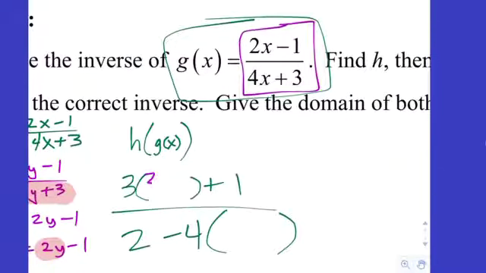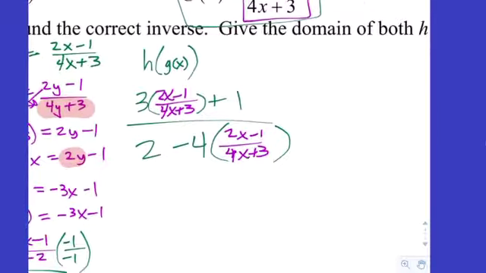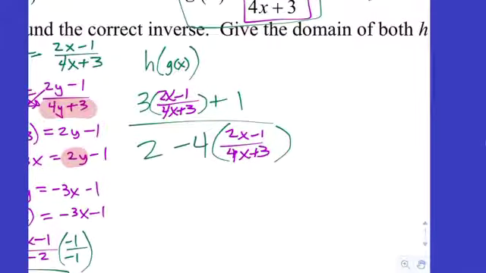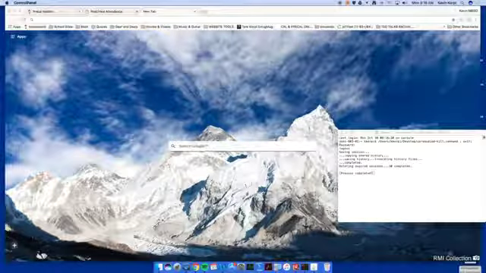2x minus 1 over 4x plus 3. So all we have to do now is simplify that. And when we do, we should end up with what as an answer? x, right? All right, fingers crossed.